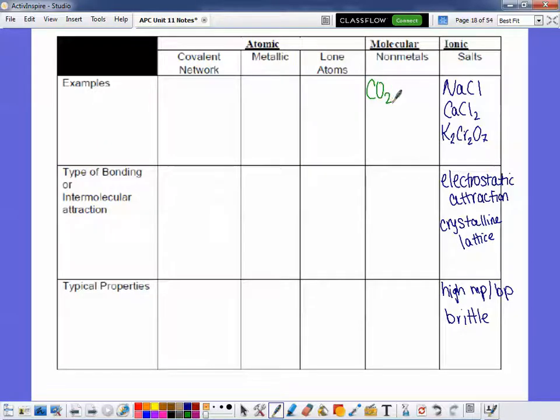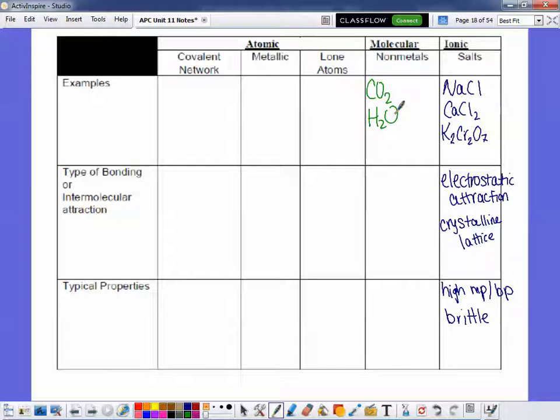Does anyone know what solid CO2 is called? Dry ice. That's dry ice. Water. You may have experienced solid water at some point in your life. Apparently it was falling from the sky yesterday. It is April 10th.